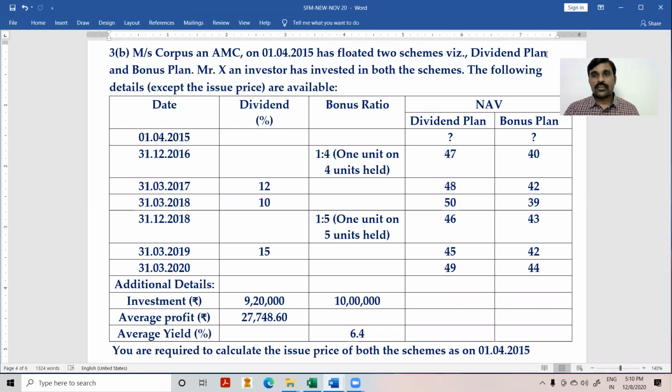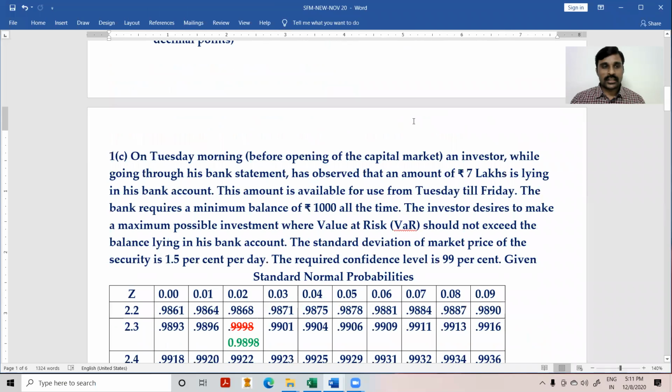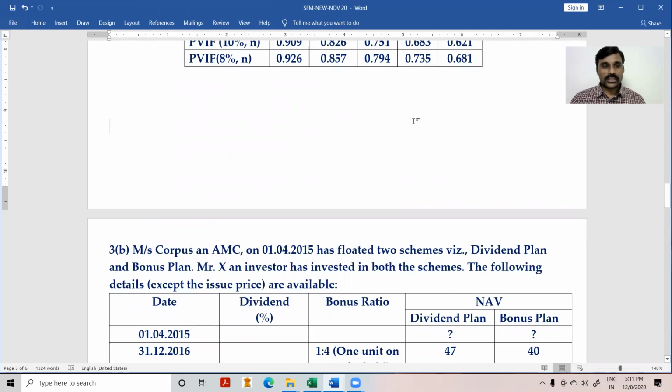In the previous lecture, we discussed 3A of the November 2020 paper. Now we are discussing 3B. We are discussing the SFM Paper 1, November 2020, new syllabus. In the previous class we discussed till 3A, and now we are going to discuss 3B.